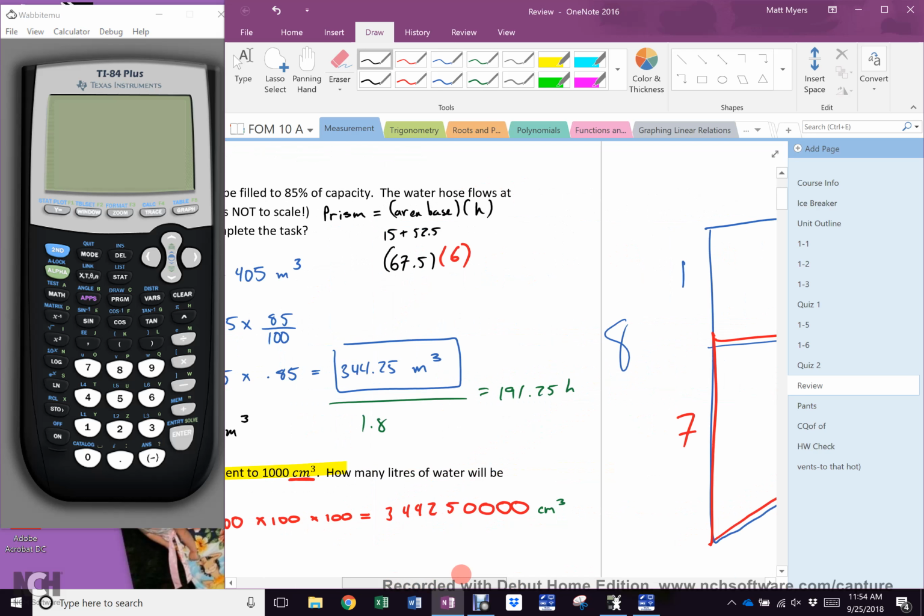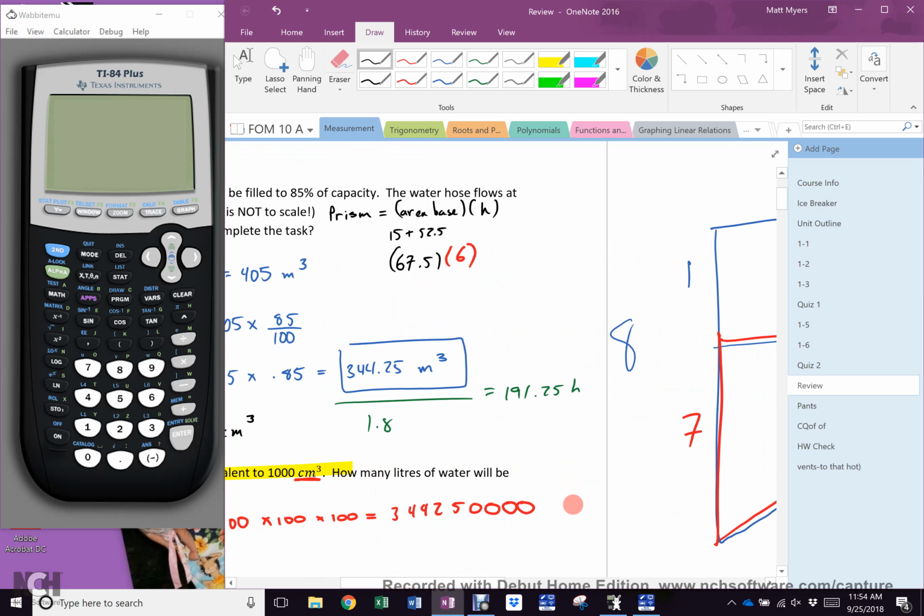So, I multiply the number with which I am working by the fraction of what I want, which is 1 liter, over what I have, 1,000 centimeters cubed. 3 zeros there. What happens to 3 zeros up here? They cancel. And I'm left with 344,250 liters. Everybody good?